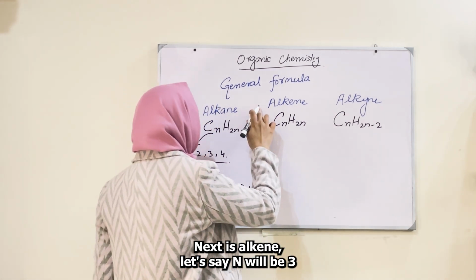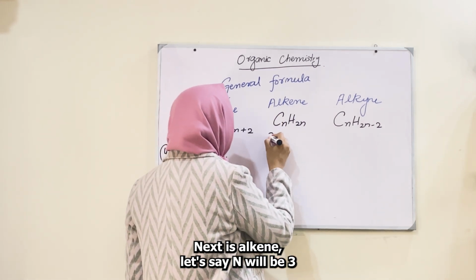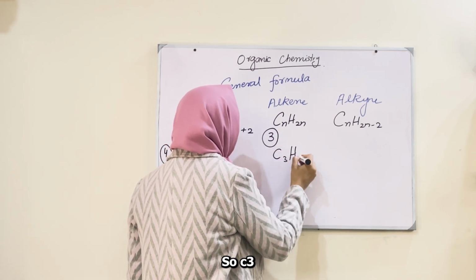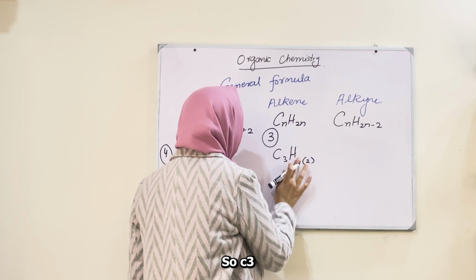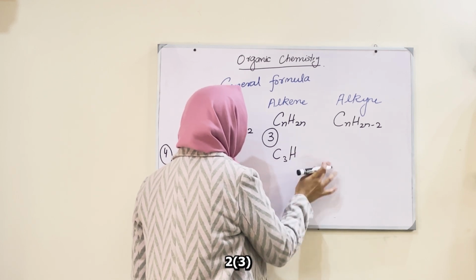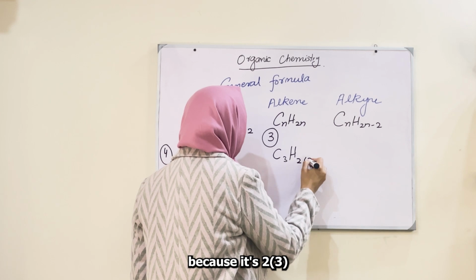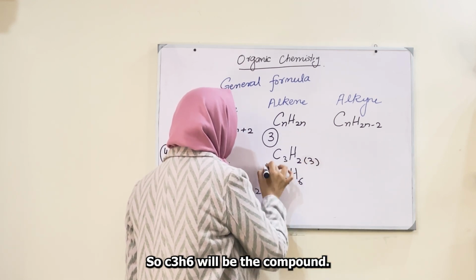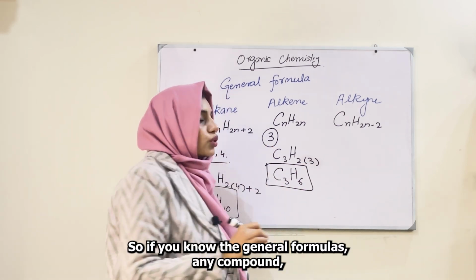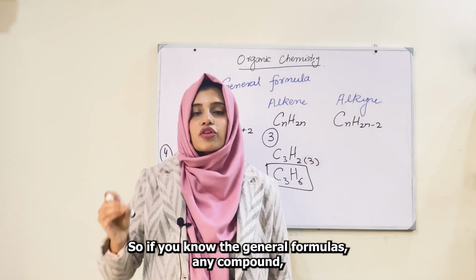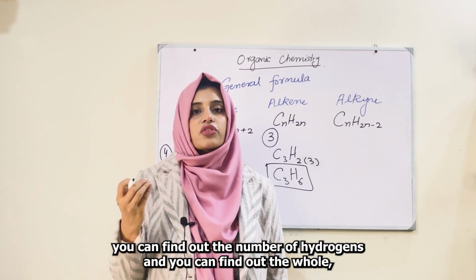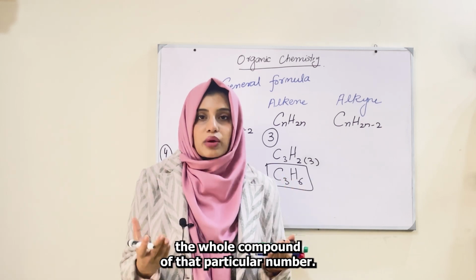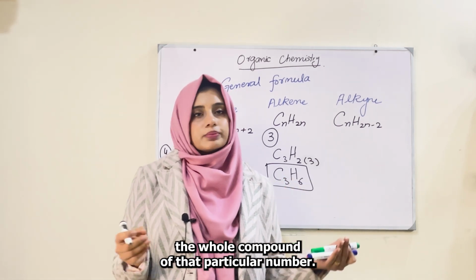Next is alkene. Let's say n will be 3. So C3, H2 into 3, because it's 2n. 2 into 3. So C3H6 will be the compound. So if you know the general formula of any compound, you can find out the number of hydrogens and you can find out the whole compound of that particular number.